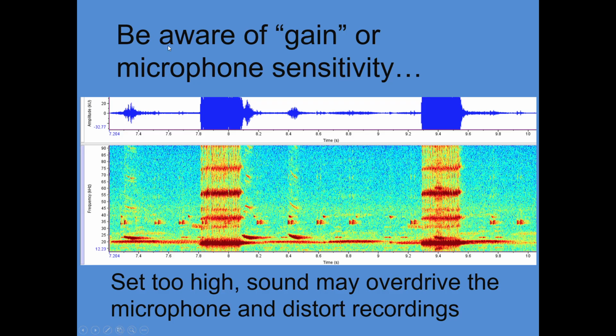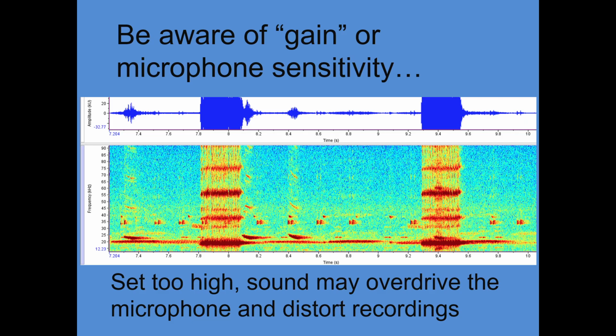And the last thing to be aware of is your gain or microphone sensitivity. If it's set too high, look at all the sound here that's measuring the amplitude. Very, very loud. The gain is set too high and it pretty much overdrives the microphone and distorts all the recordings. So there's your micro lesson on placement.